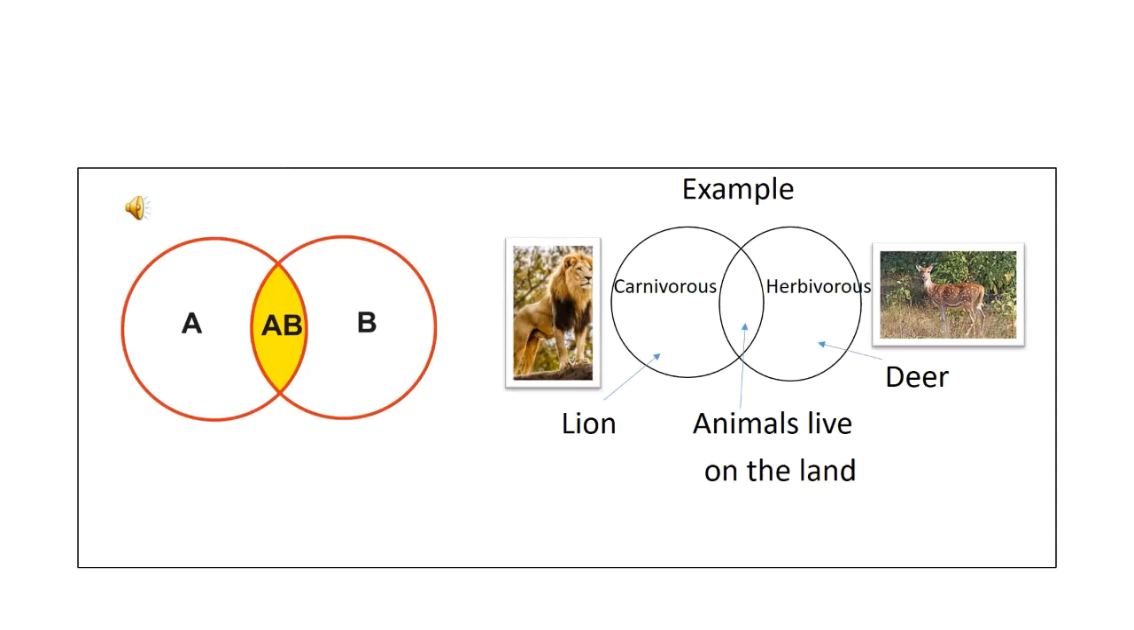When we take an example, there are two sets. One set shows lions, the other one shows deer. The similarities between the two animals are both live on land, both are animals. When we consider differences, lions are carnivorous, deer are herbivorous. Okay, children, I think you have got an idea now.